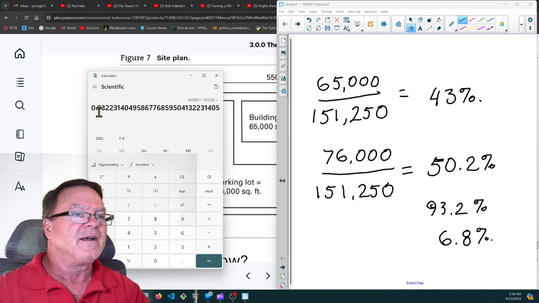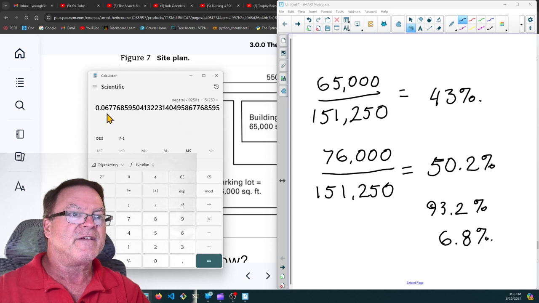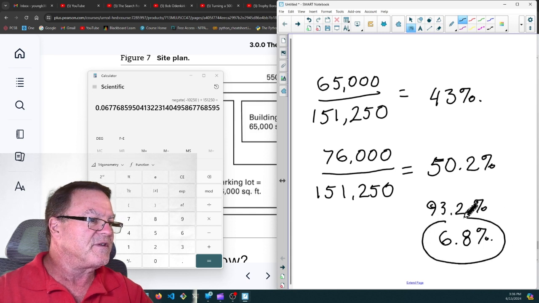Oh, I did that wrong, sorry. Let me do that again. It was 65,000 plus 76,000. I have to subtract that from 151,250. So we end up with 10,250. That's the sidewalks. So I can divide by 151,250, and it gives me 6.77. So we're going to round up to 6.8, and that's exactly what we got here. We said 6.8% for the sidewalks.